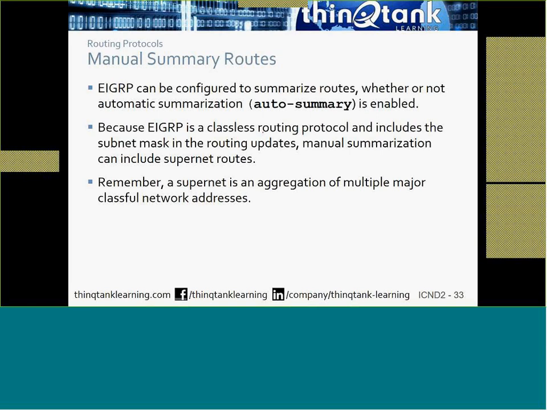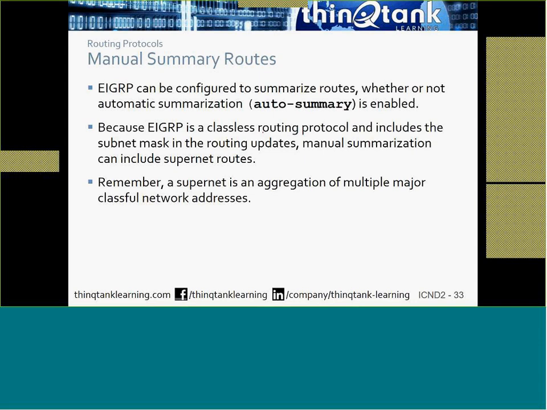Summarization. You know what summarization is? We had a lesson about summarization back in ICND1. We know what auto summary is as well, which is a bad thing. But EIGRP is a classless routing protocol, so it includes the subnet mask information along with the routing updates, which means that we can create summarization boundaries that permit us to reduce the size of routing tables. These are called supernets. They're aggregate routes that represent subordinate routes that are part of the aggregate.